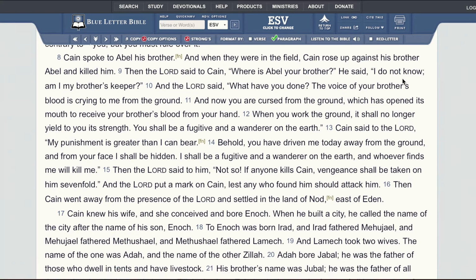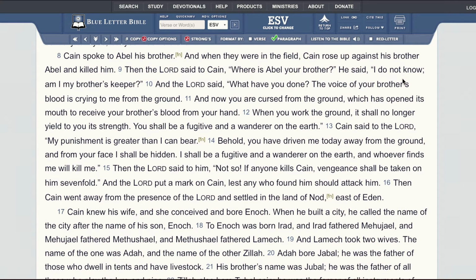Cain spoke to Abel his brother, and when they were in the field, Cain rose up against his brother Abel and killed him. Then the Lord said to Cain, "Where is Abel your brother?" He said, "I do not know. Am I my brother's keeper?"